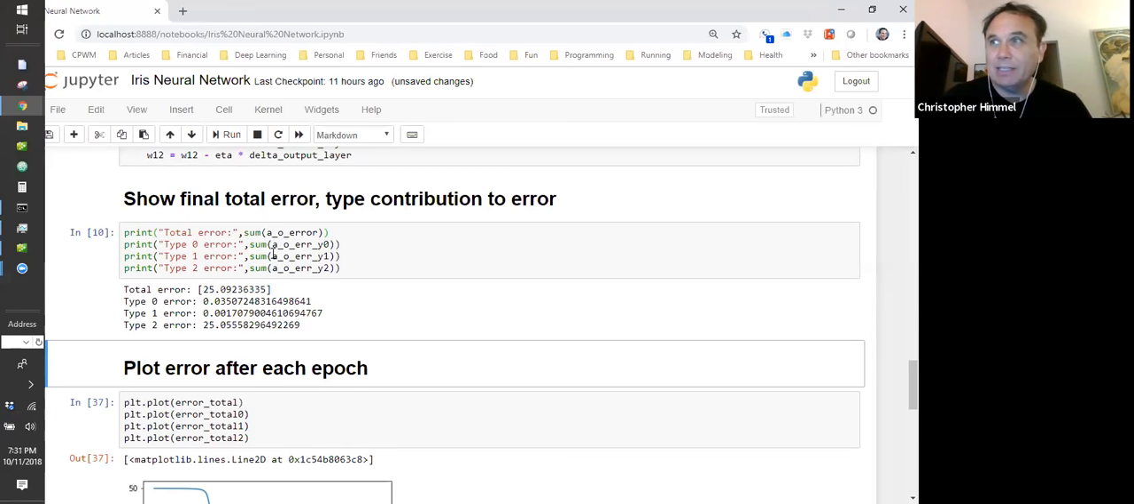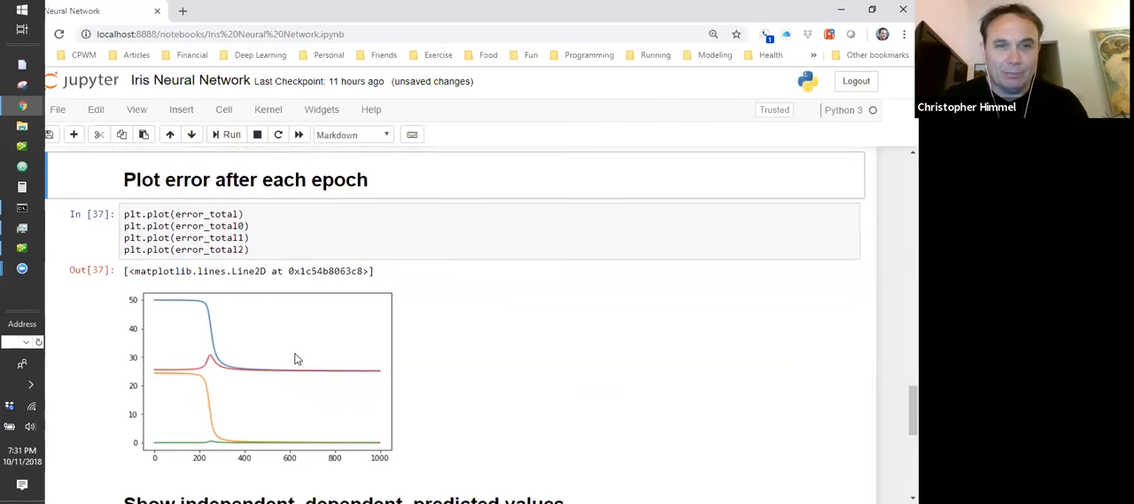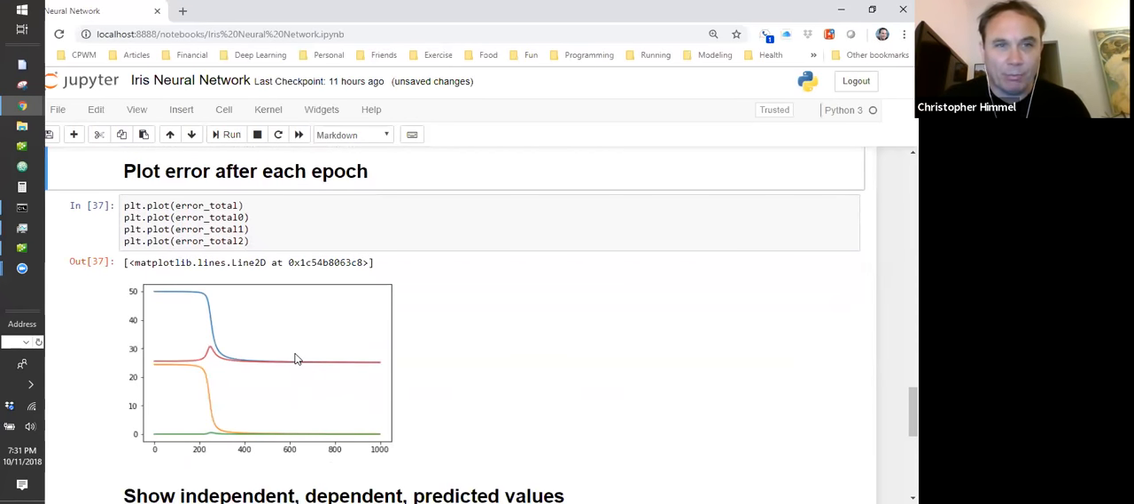There are 50 data points for each flower type. So what I did was break out the error on each of the 3 different types. For type 0, which was one type of flower, I have a very low error after training. For type 1, I have a low error. For the type 2 flower, I have a big error. I'm off most of the time. So we've got to figure out why that is, and that's going to be part of your homework.